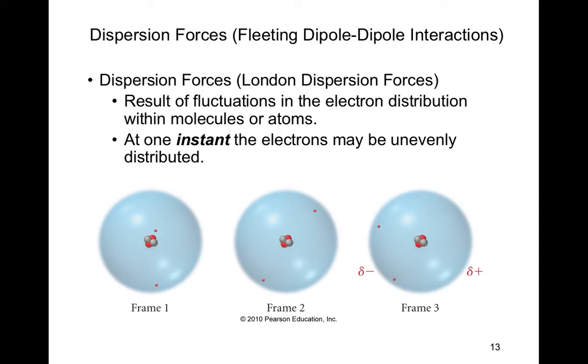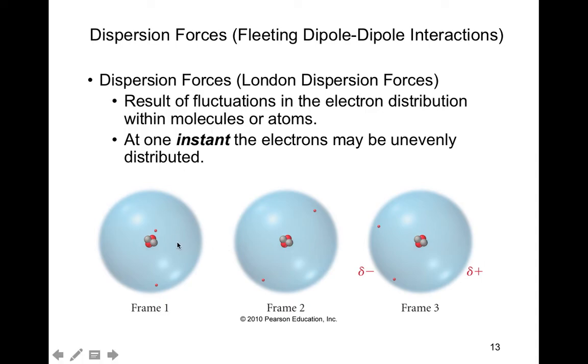The third type of intermolecular force that we're interested in is called dispersion forces. I think our book might call this fleeting dipole-dipole interactions. Another common term you hear is London dispersion forces. And I apologize that there's so many different names for this, but you'll see all of these different names in different contexts, and so you have to know that these are all just the same thing. So dispersion forces result from fluctuations in the electron distribution within atoms or molecules.